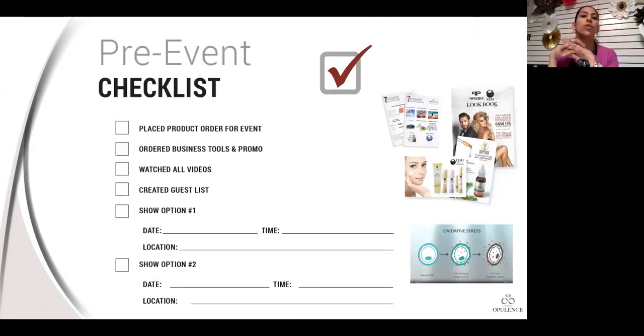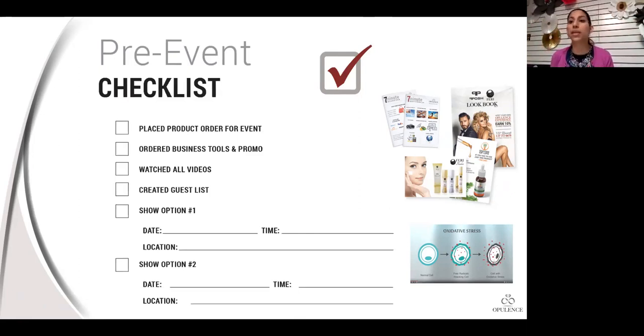There's a beautiful checklist that, as I told you before, the Prosperity Book is very interactive. So you can make sure you have everything you need for your events. The first thing you need to do is place an order of product for the event. So you have to have products to showcase or products to sell. That's absolutely your choice. Of course, your business tools and promo materials, where you have your 7-minute presentation, your 7-minute Opulence tour, your lookbooks, and of course your brochures.